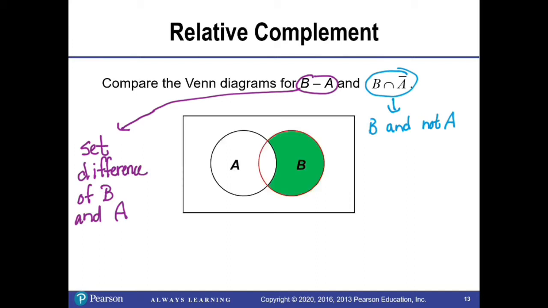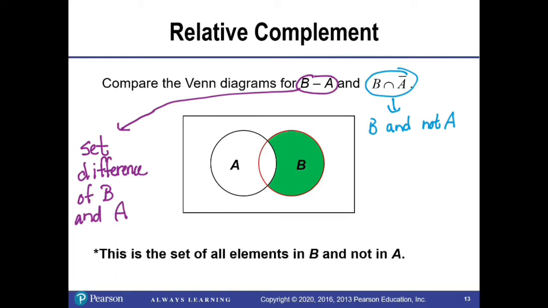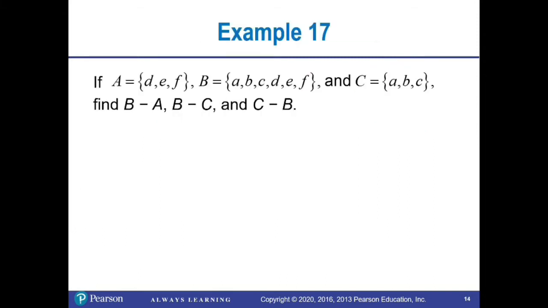So here's our Venn diagram. Notice that B is shaded, all of B, except for where B overlaps A. So once again, this is the set of all elements that are in B and not in A. That is our set difference of B and A. Our next example asks us to find several set differences.